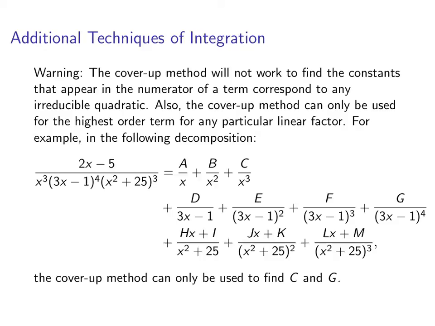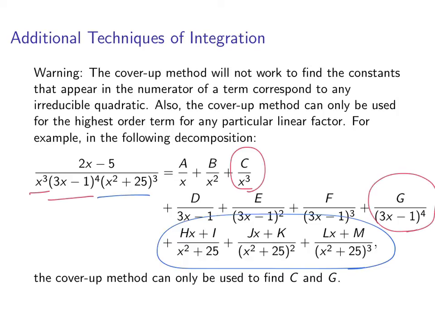Oh, this looks like a mess. There are a couple of repeated linear terms down here, and then a repeated quadratic term. When we write out the decomposition for the quadratic term, the cover-up method can't be used for any of those. In fact, it can only be used for the highest order term of the repeated linear factor. If you think about it, if you try to do it with, say, this term here, it doesn't work, because when you cover up only one of the 3x minus 1s, you're going to have to plug in something that will make the denominator 0. So that won't work.